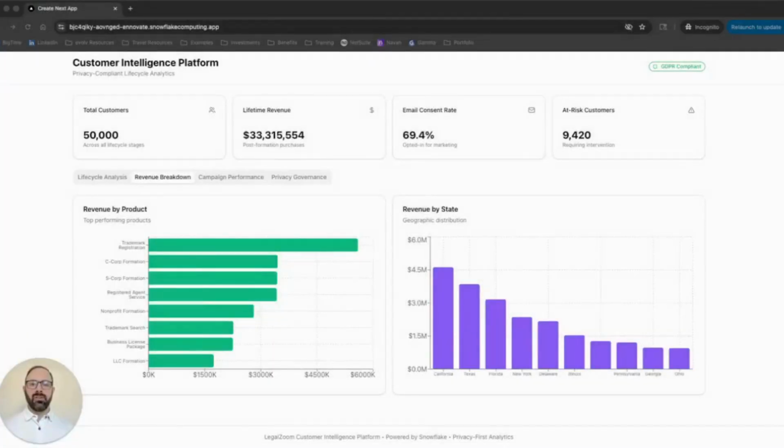Next, we move into revenue breakdown. This connects lifecycle insights to actual revenue. On the left, we see revenue by product, highlighting which offerings are driving the most value across the customer base.